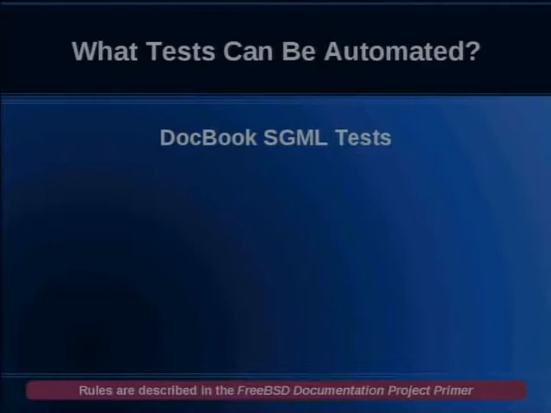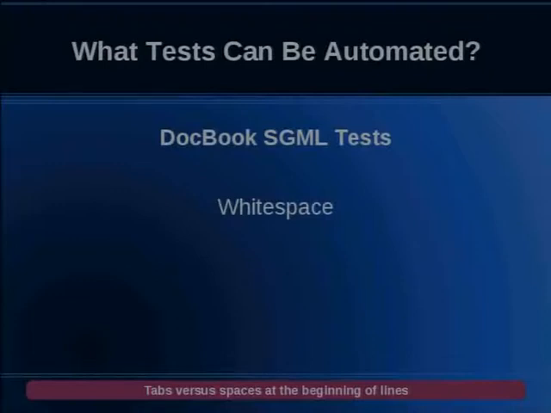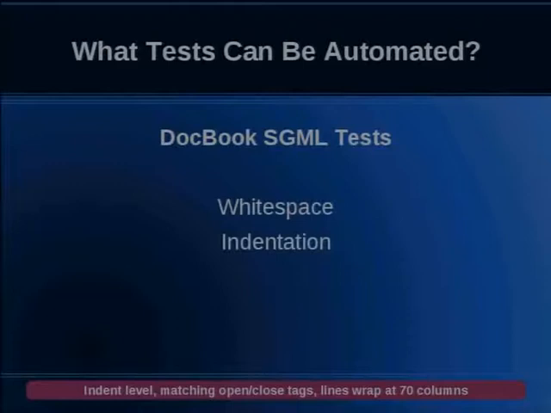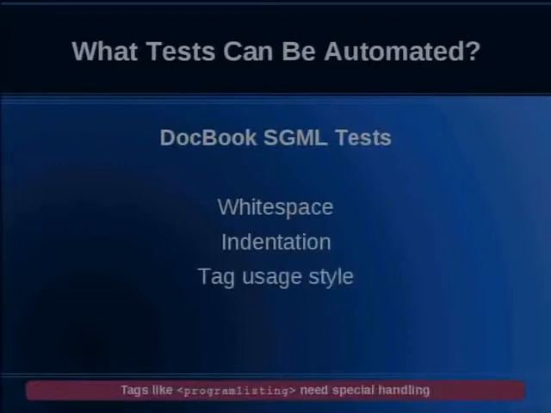Okay, for doc.html, we can test a fair amount. We can test for white space, like I talked about earlier. We can test for indentation, which is actually fairly tricky. We can check for tag usage style, which certain tags, like if you put a program listing tag inside a paragraph, it leaves huge, huge white space gaps in your output document, in HTML and PDF, or maybe just HTML now. But it looks bad. Let's not do that. Let's warn the user.